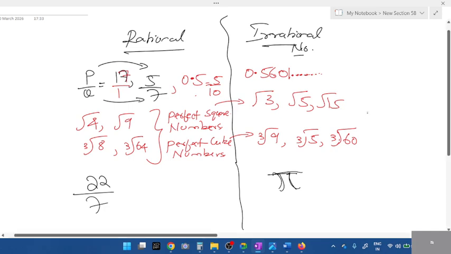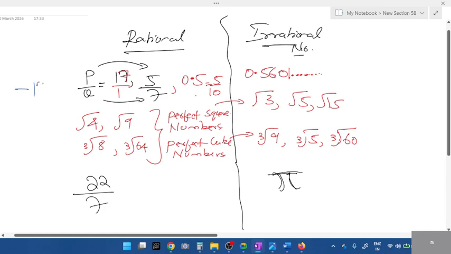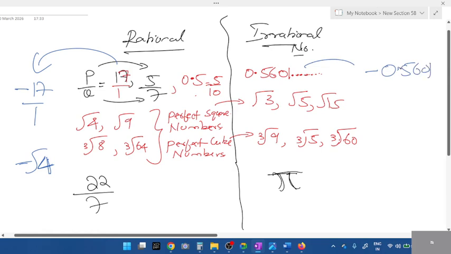And one more thing, students. Negative values can also be rational or irrational. See here. Minus 17 by 1 is a rational number. Remember, minus root 4 is also a rational number. It doesn't matter whether it is positive or negative. Minus 0.5601 is also irrational. Minus root 3 is also irrational. Minus cube root of 5 is also irrational. So negative and positive doesn't matter.